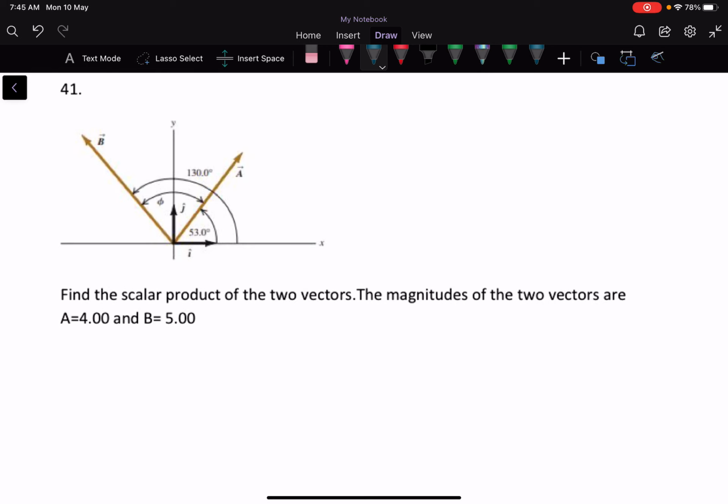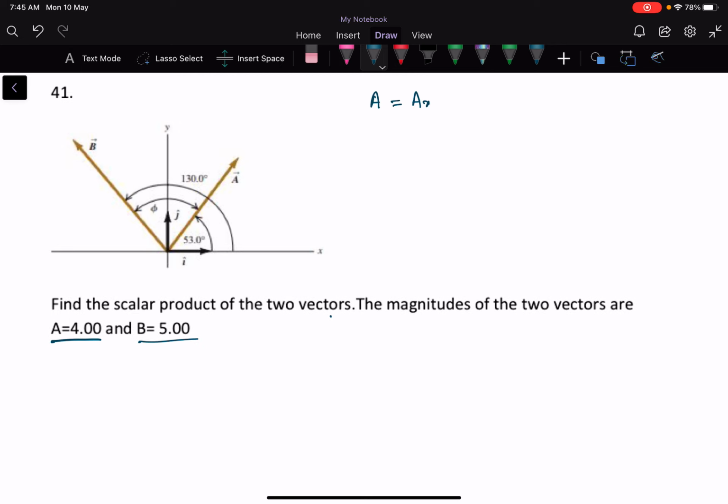Next, 41. Find the scalar product of the two vectors. The magnitudes of the two vectors are A equal to 4 units and B equal to 5 units. Here, you need to find A. A is Ax i plus Ay j. Ax is A cos theta. A is pointed along 53 degrees. So 4 cos 53 degrees into i plus 4 sin 53 into j.